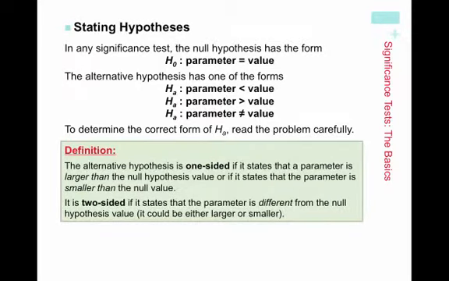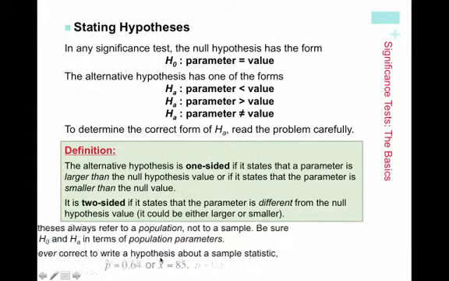The alternative hypothesis is called one-sided if it looks like these first two, if we're only worried about being less than or greater than the value. It's two-sided if it's stating that the parameter is different from the null hypothesis value. It could be larger or smaller. That's going to be the third one. So these first two are one-sided alternative hypotheses. The third one is a two-sided alternate hypothesis.